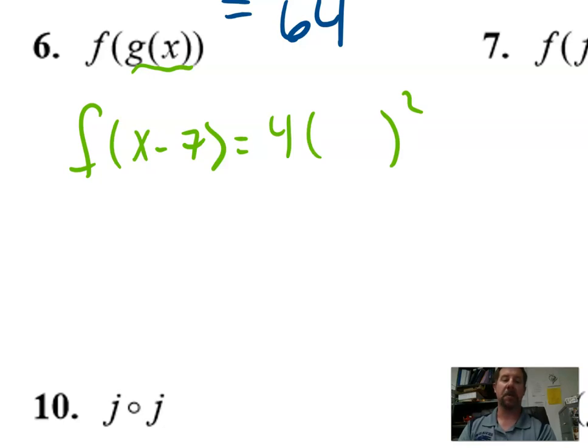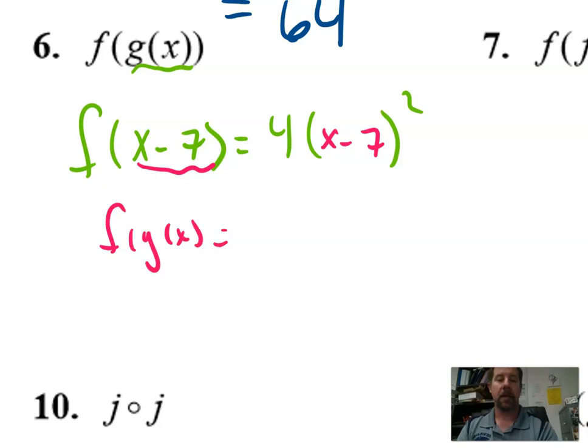And again, I think especially when you're first starting to set these up, do little steps like this. Just get rid of the x and put parentheses, and then think about, okay, now what do I need to plug in the parentheses? X minus 7 is going to be my input, so I'm going to plug in x minus 7. So, f of g of x is 4 times x minus 7 squared.